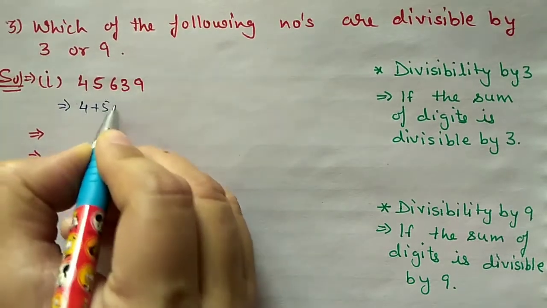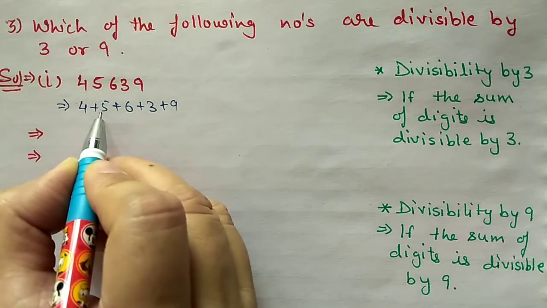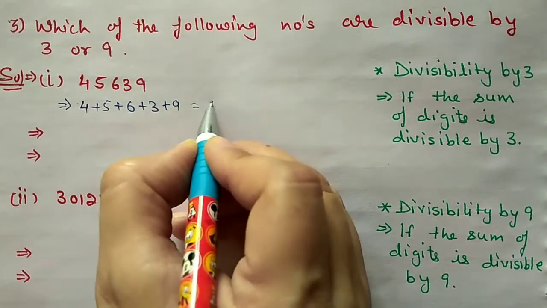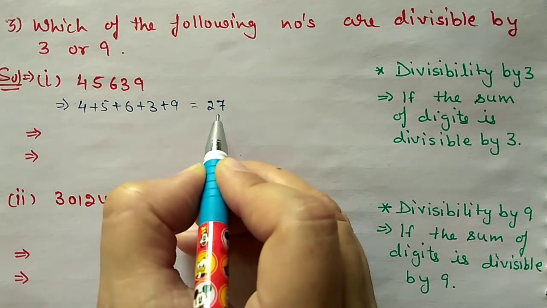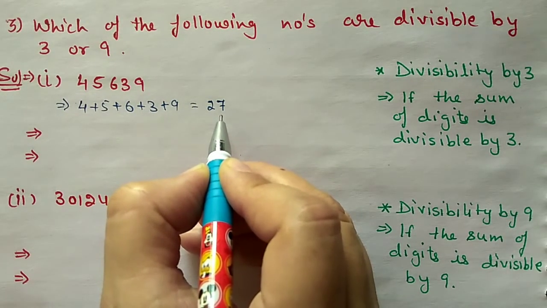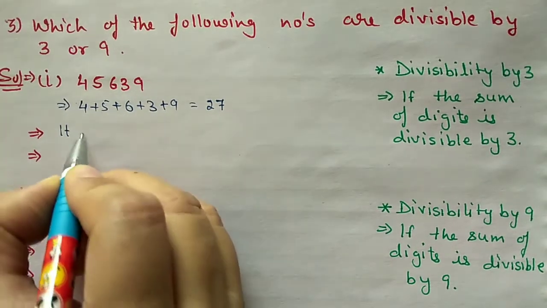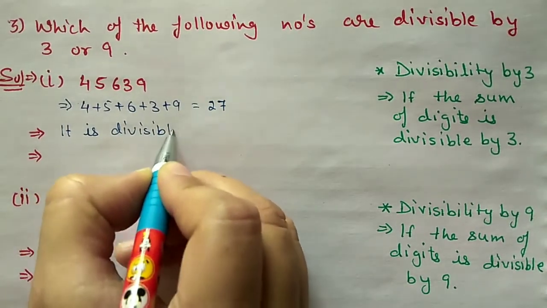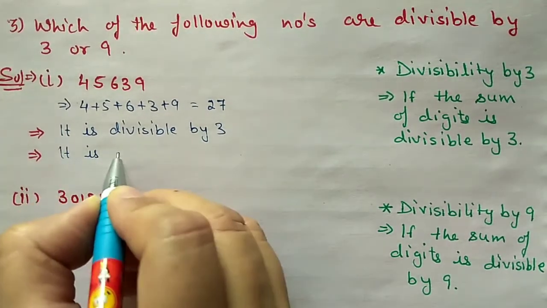4 plus 5 plus 6 plus 3 and plus 9. 4 plus 5 is 9, plus 6 is 15, then 3 is 18, and 18 plus 9 is 27. Now we have to check this 27. We know 27 is in the 3 table and the 9 table also. So we can say yes, it is divisible by 3, and it is divisible by 9 also.